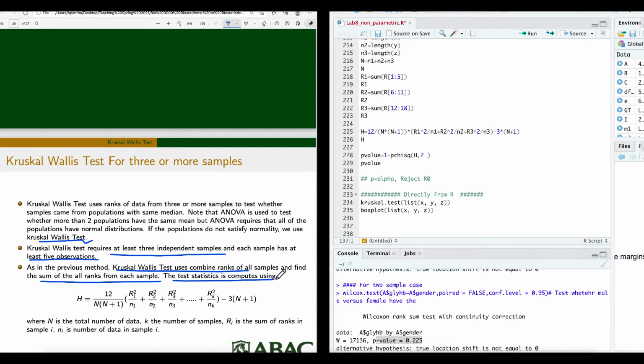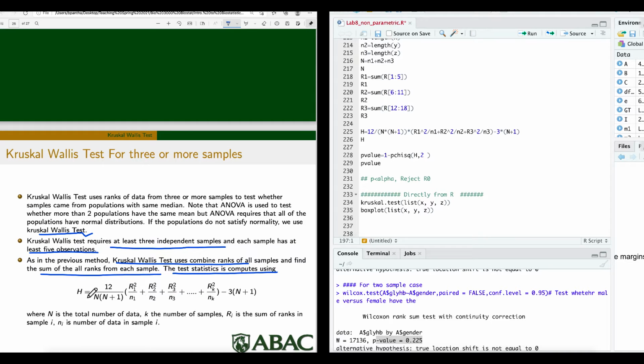The test statistic is this. This is the test statistic formula: H equals 12 over N times (N plus 1), where N is the sum of all sample sizes, because the first sample has size n1, the second sample has size n2, the third sample has size n3, and so on. So uppercase N is n1 plus n2 plus n3 and so on, the total number of data points, k is the number of samples, or groups, Ri is the sum of ranks in each sample i, and ni is the number of data in sample i.